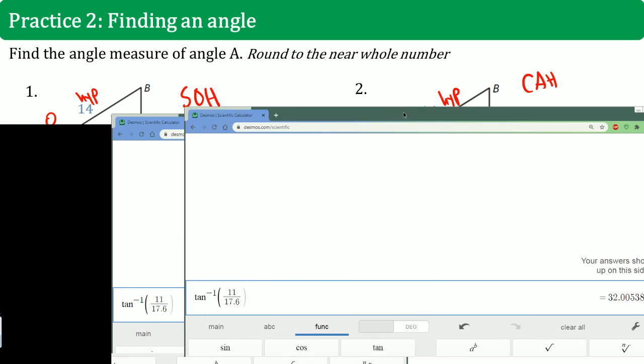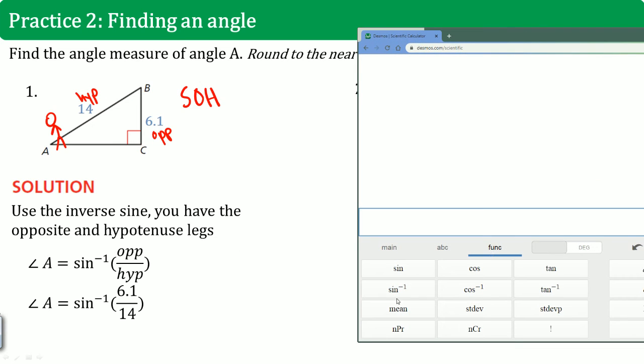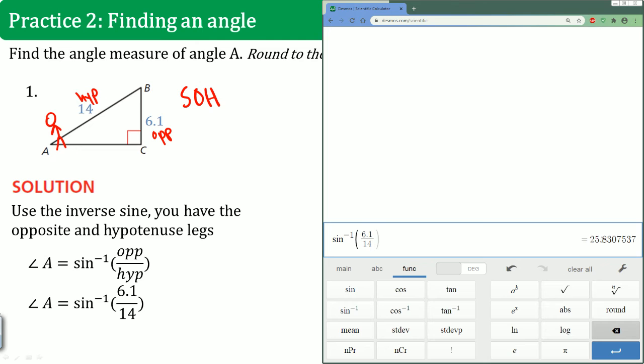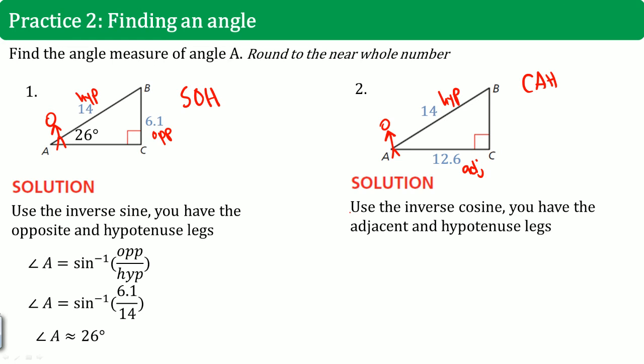Let me pull that up on Desmos for you. Again, hit the function symbol so you can get the inverses. Hit sine inverse, 6.1 divided by 14. You should get the value of 25.8. If I round it up, that gets me 26. The next one, I'm going to use my cosine. I'm going to use my inverse cosine because I have my adjacent leg and my hypotenuse leg.